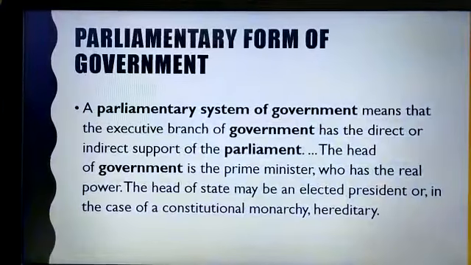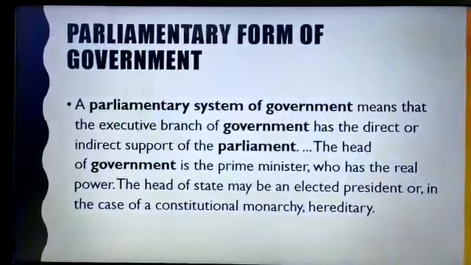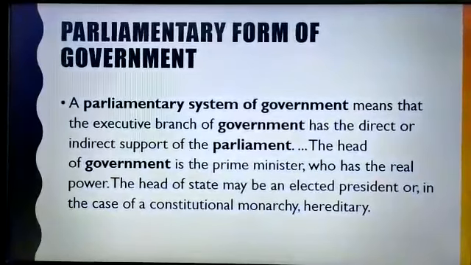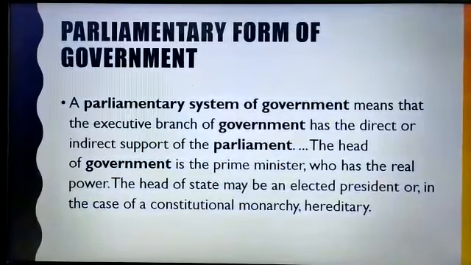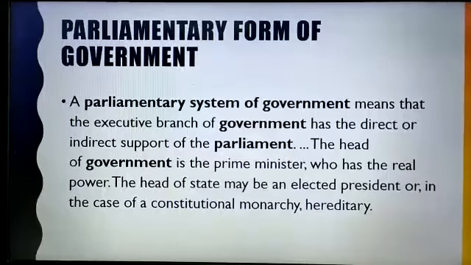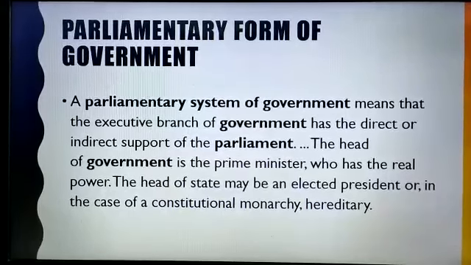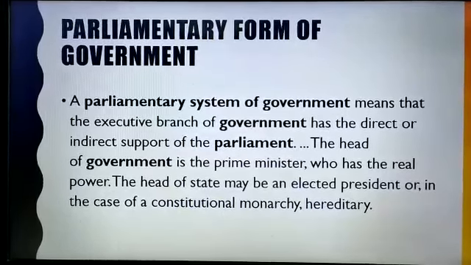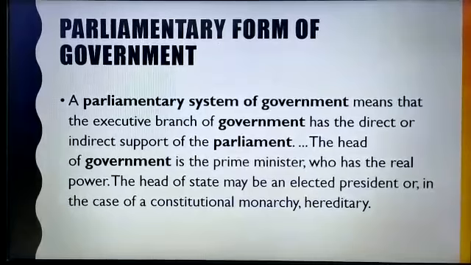Parliamentary form of government, on the other hand, means that the executive branch of government has the direct or indirect support of the parliament. The head of the government is the prime minister, who has the real power. The head of the state may be an elected president, or in case of a constitutional monarchy, it can be hereditary.